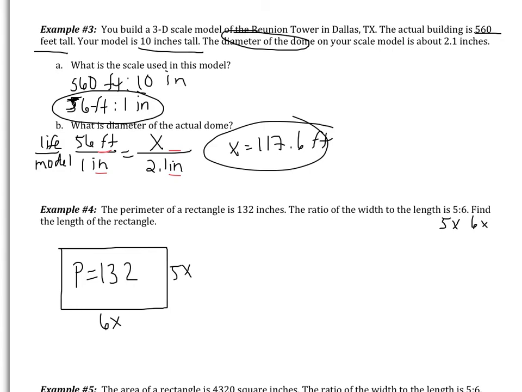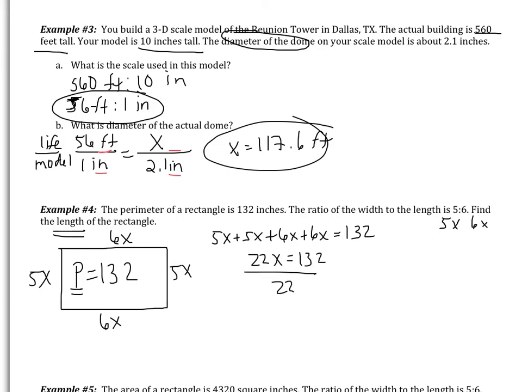Okay, so then it says find the length. Well, I'm going to have to start by finding x. I know that opposite sides in a rectangle are congruent, so I have 5x and 5x, 6x and 6x. Perimeter is found by adding up all the sides. So I'm going to add up all the sides. I have 5x and 5x, and then I have 6x, and I have 6x again, and the perimeter is 132. Now when I add all this up, I get 22x equals 132. Dividing by 22, I get x equals 6.